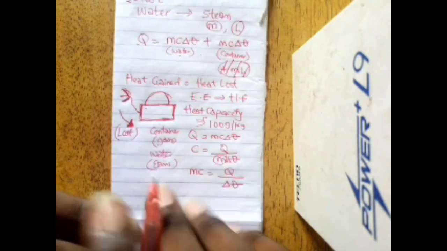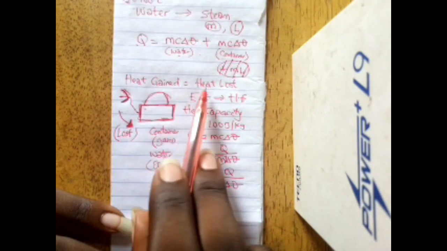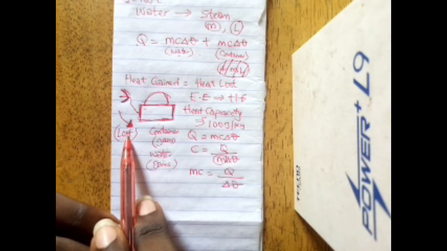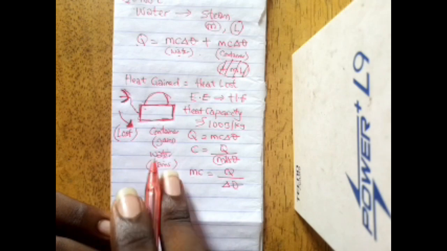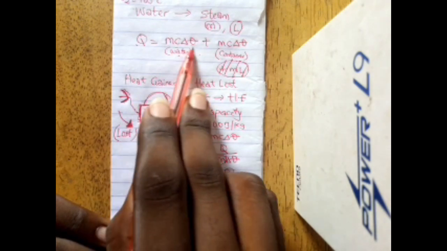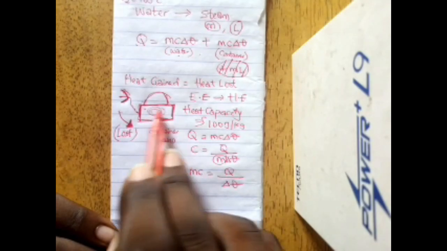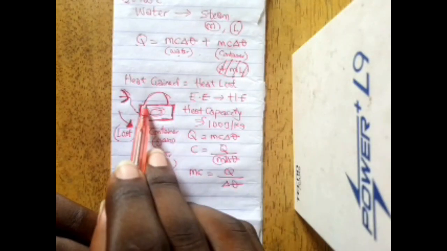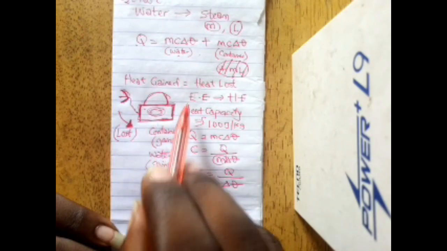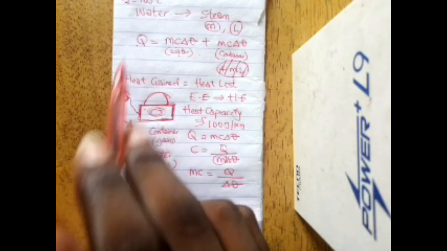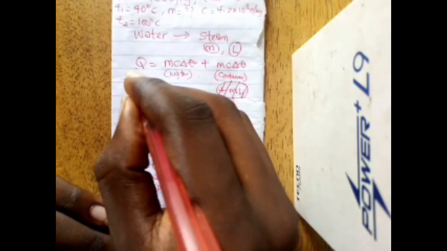So that brings us to this now. The heat gained is equal to the heat lost. This is where we have heat gained. This is where we have heat lost. So for the heat gained now, that is MC change in theta for water. Water gained heat. Water is inside. Now the container also gained heat. Now equals heat lost. Q, our heat lost, is the electrical energy.